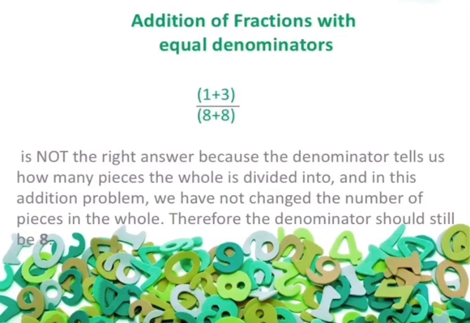So the question arises, why do we add the numerators, not the denominators? Why can't we write 1 plus 3 upon 8 plus 8? We have to write 1 plus 3 upon 8, because that is not the right answer. The denominator tells us how many pieces the whole is divided into, and in this addition problem we have not changed the number of pieces in the whole. The number of pieces remains 8, so we take denominator 8. Therefore, the denominator should still be 8. We can't add 8 plus 8.